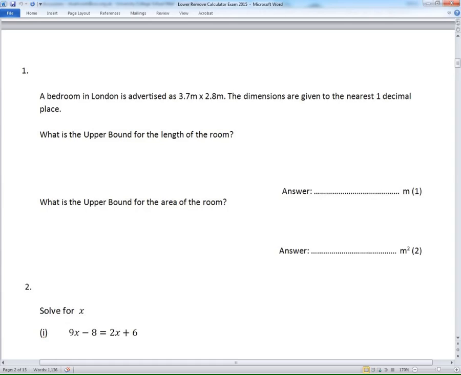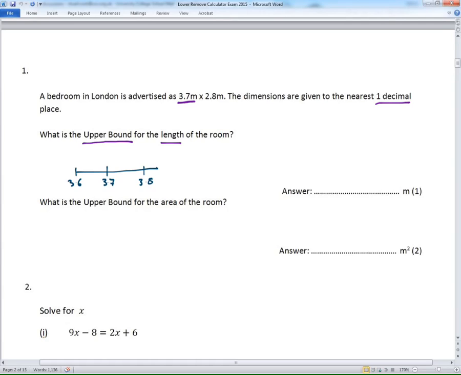Okay, so question 1, we have this question about simple upper and lower bounds. We are asked to find out what the upper bound of the length of the room is. Now, the length of the room is generally considered the longer side, so we're going to be looking at that 3.7. Now, we know that 3.7 was rounded to one decimal place, so we look at 3.7 and we go to the next decimal place, which was 3.8, and we could look at the one below, which is 3.6.